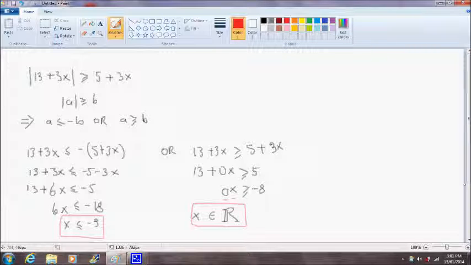So in our first instance we found that x is less than or equal to negative 3. Well, that's true, but when we solved for the other instance of this scenario, we found that any value of x would satisfy this inequality. So the actual solution, the proper solution, is x is all real numbers.